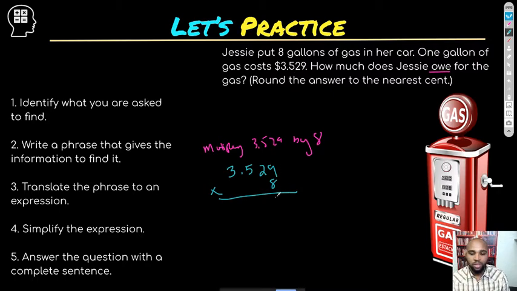So 9 times 8 is 72. 8 times 2 is 16. 16 plus 7 is 23. That's 40. Plus 2 is 42. 8 times 3 is 24. Plus that's 26. If you remember your decimal rules, we have 1, 2, 3 decimal places to move over. So we move 3 here because there's none on the 8.